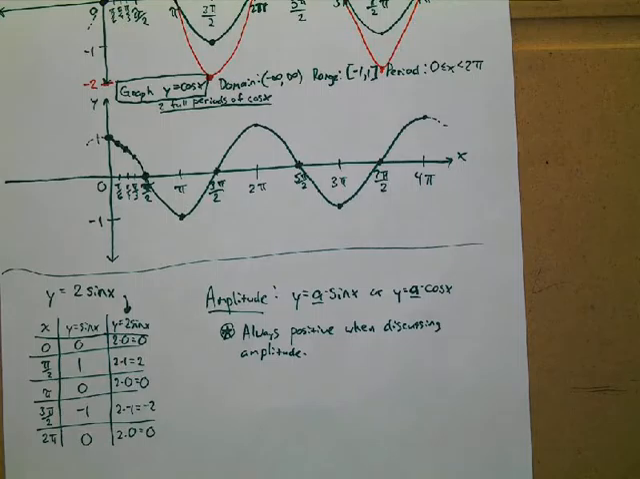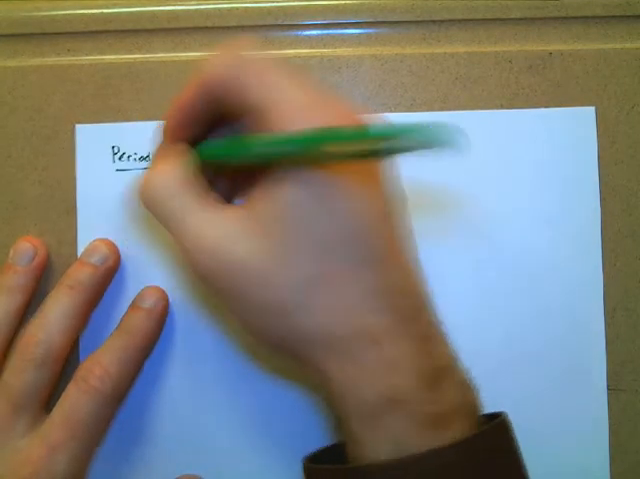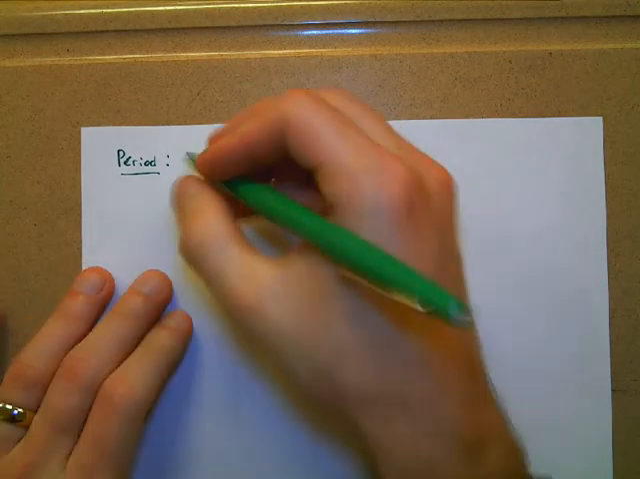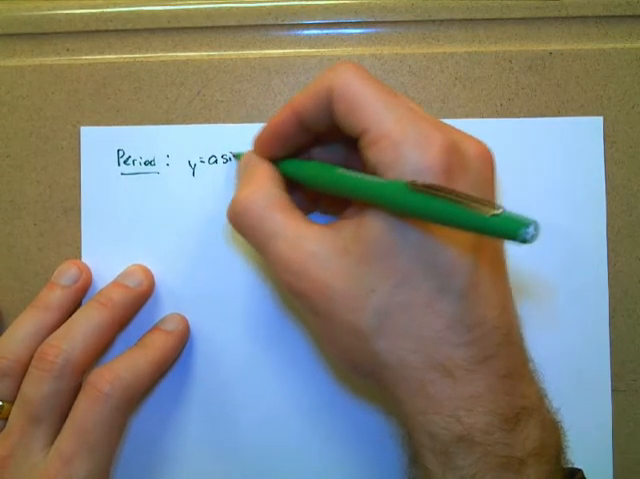Let's look at one more thing here, and that is a horizontal stretch. We talked about vertical stretches, that was a change in amplitude. Now we're going to talk about a horizontal stretch, which is a change in the period. To affect the length of the period, it's the number b in front of the x term. So sine of bx, cosine of bx.